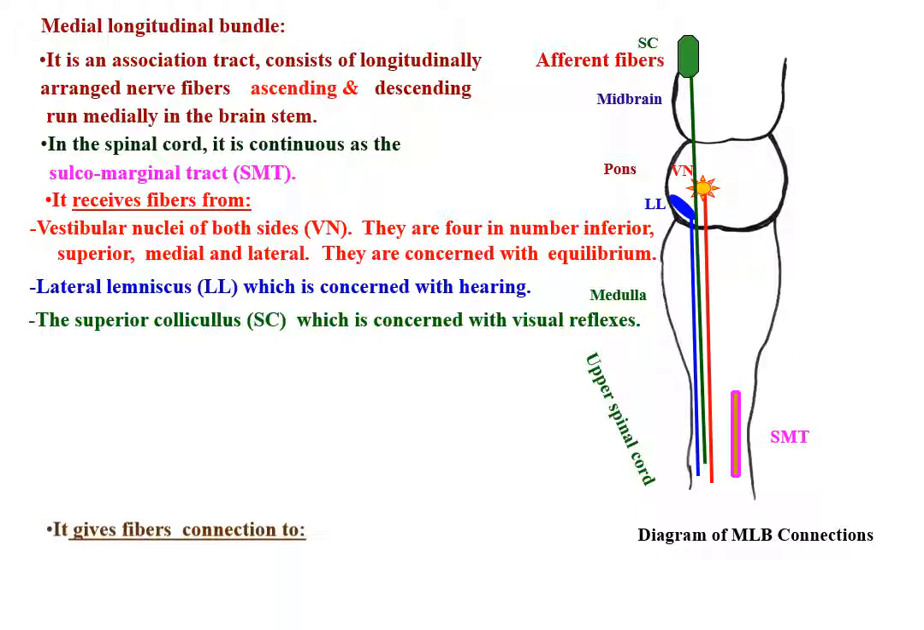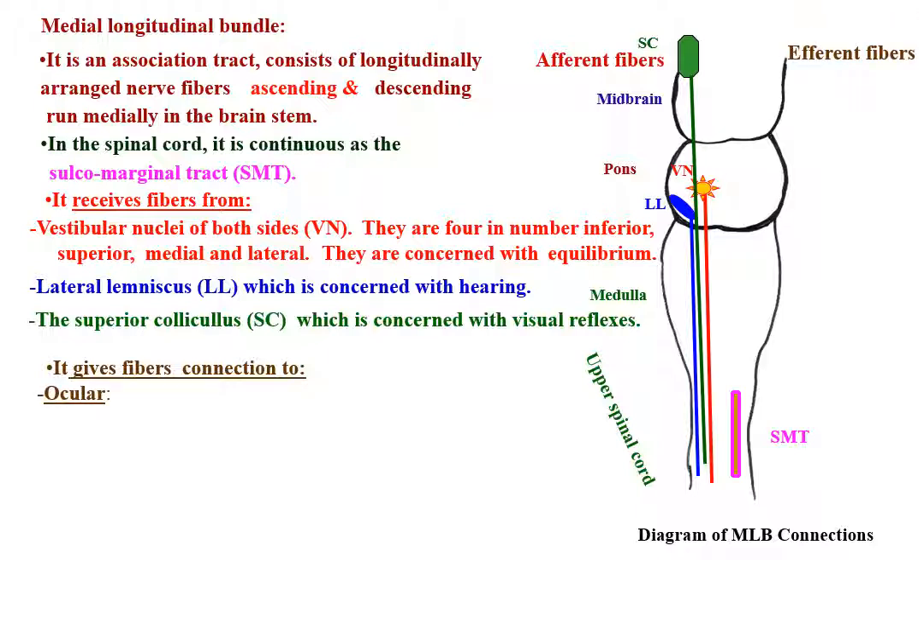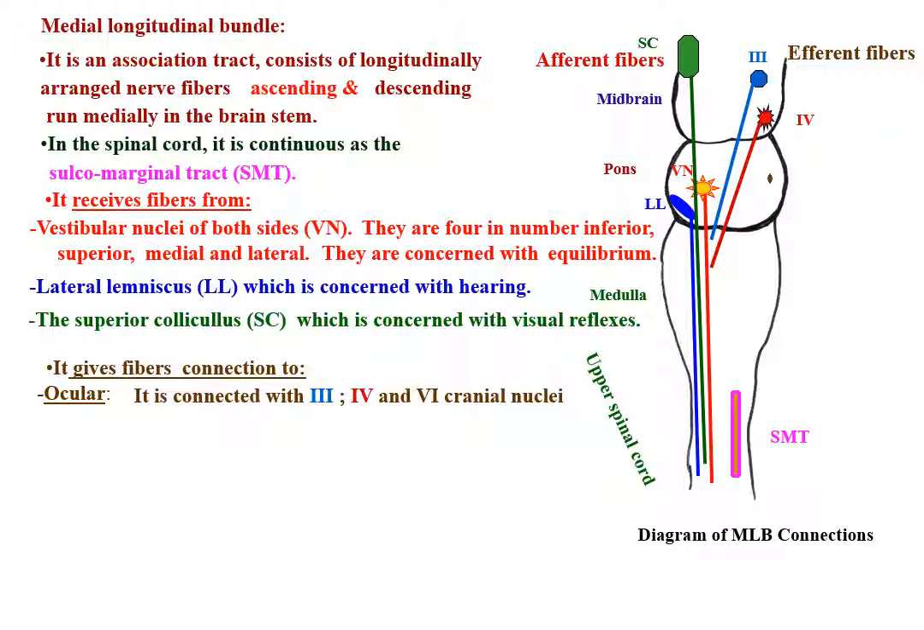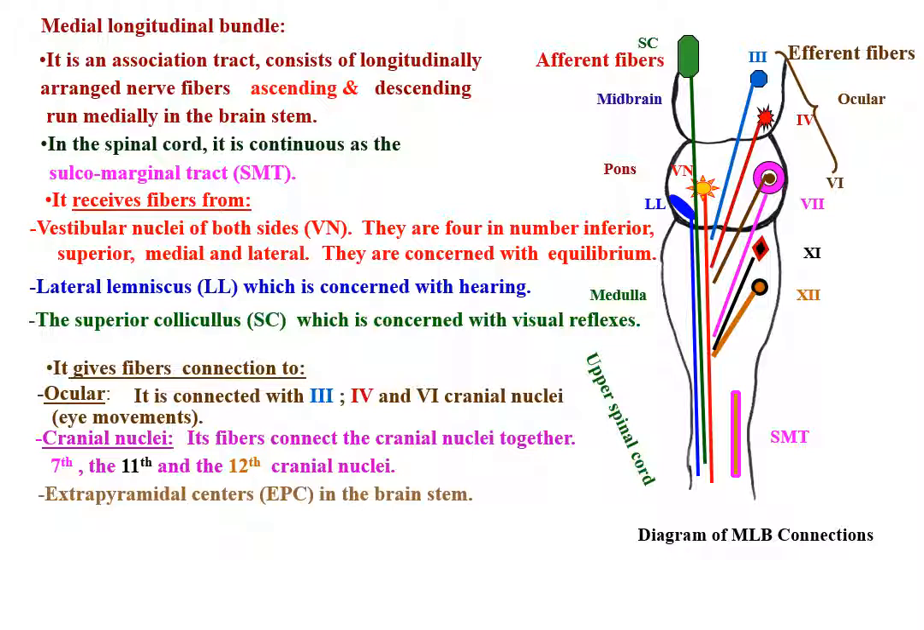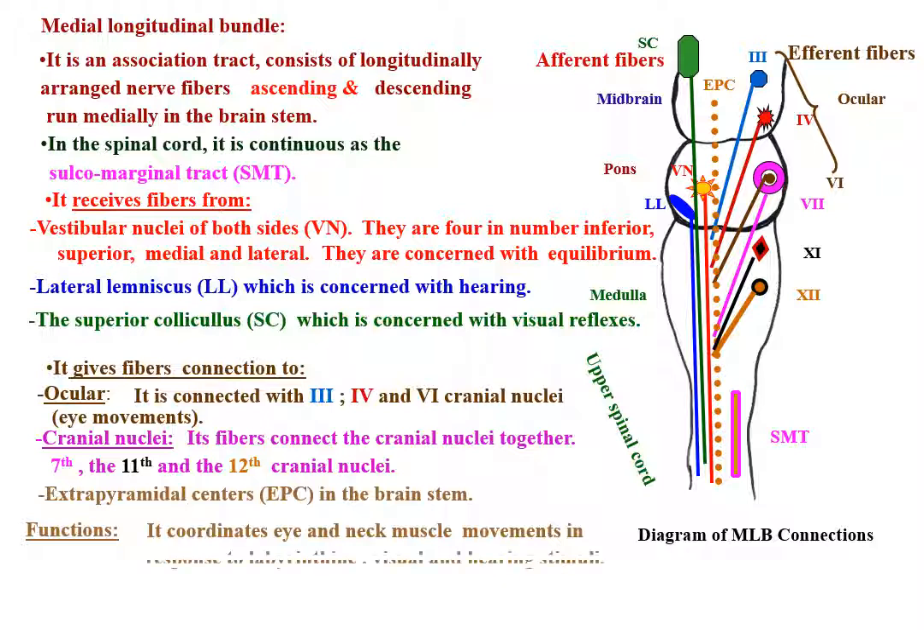Medial longitudinal bundle gives fibers to ocular nuclei, which connect with the third, the fourth, and the sixth cranial nerves, and they are concerned with eye movements. It gives fibers to cranial nuclei. The fibers connect the cranial nuclei together, the connection between the 7th, the 11th, and the 12th cranial nerves. It gives fibers also to the extrapyramidal centers, connecting them together in the brain stem. Therefore, medial longitudinal bundle coordinates eye and neck muscle movements in response to visual and hearing stimuli.